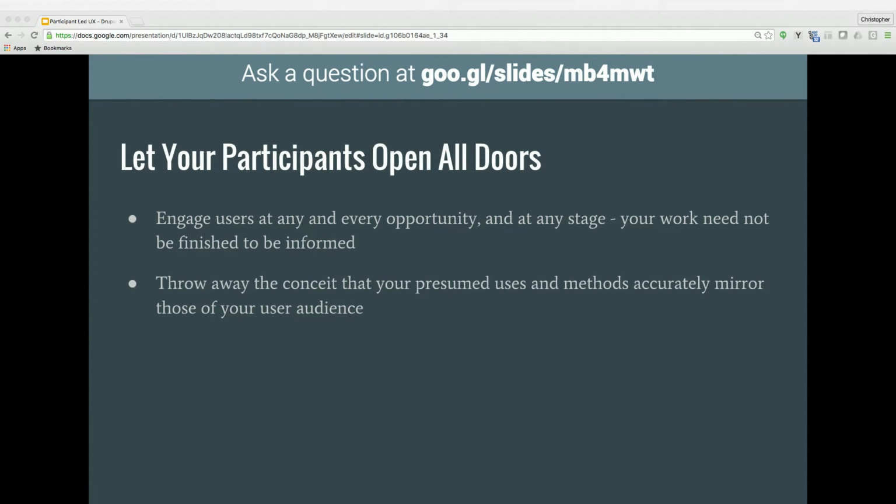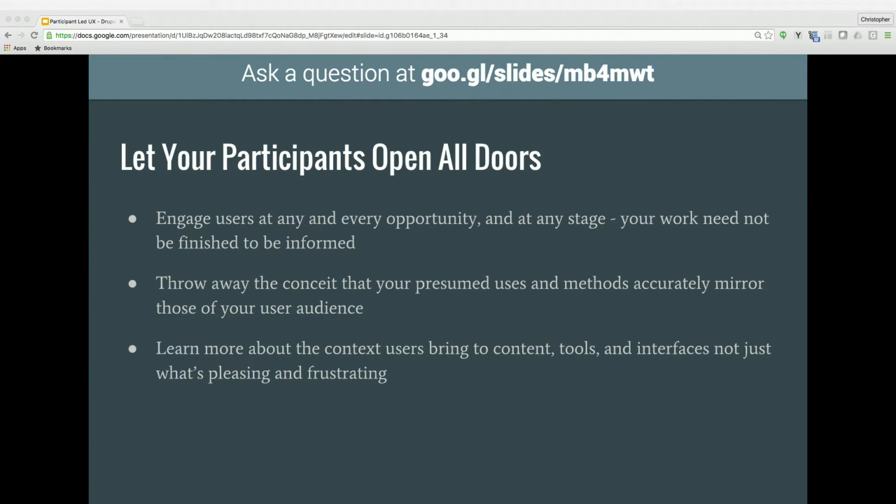Throw away the conceit that your presumed uses and methods accurately mirror those of your user audience. You are not your user. I can't say that loud enough or often enough. I don't care how much time you spend with users, how much time you yourself spend in the system. You may have too much information, too much exposure. I cannot be anyone's user. I spend all day, every day, thinking about websites and interactions. So if I look at one, I start thinking about how I would do it different because I'm a designer and I can't help it. These are not the questions or the concerns of this person that you actually want to use your system unless you've designed it for very picky UXers. Then I am your user.